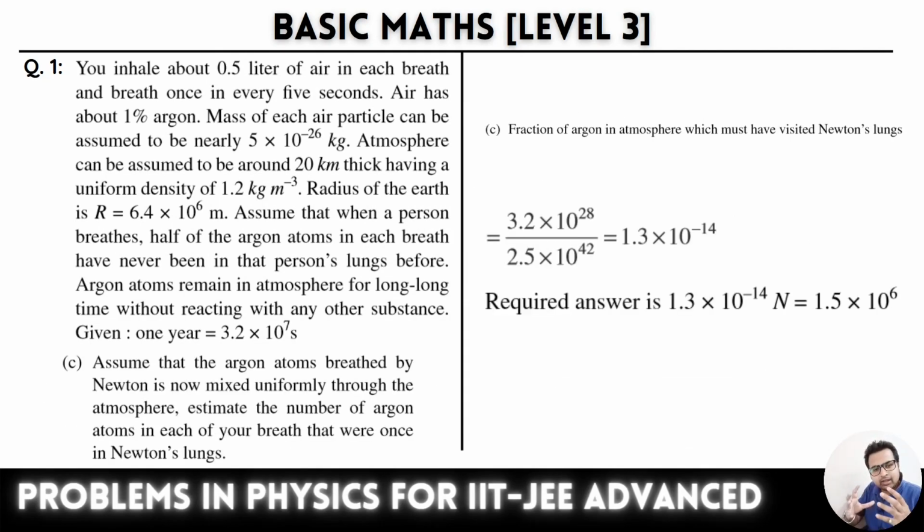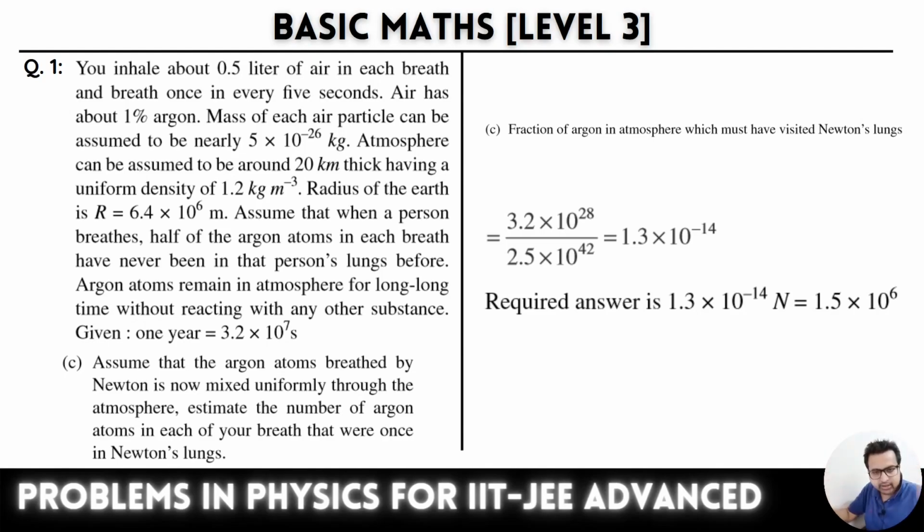Now ultimately these new argon atoms inhaled by Newton will be exhaled by him. So for every breath, 3.2 into 10 to the power of 28 argon atoms are introduced into the atmosphere. These are special argon atoms coming from Newton's lungs. So we can consider the atmosphere to be a system. In this system, for every breath, 3.2 into 10 to the power of 28 new argon atoms are getting introduced, special argon atoms belonging to Newton's lungs. This observation is very clear, very simple, very straightforward. We have already done the calculation.